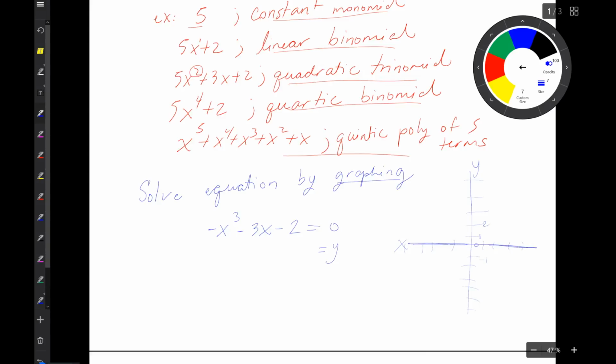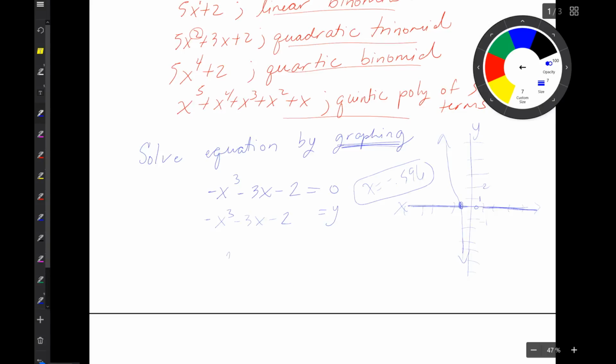So our solutions when we're solving by graphing are always going to be on this axis. They're called your x-intercepts. They're also called your zeros. They're also called your roots. I don't know why we have so many names for them. We're just weird. But yeah, they all mean the exact same thing. And so I would plug this into my calculator: negative x cubed minus 3x minus 2 equals y. And then, do you guys remember what you would press on your calculator?